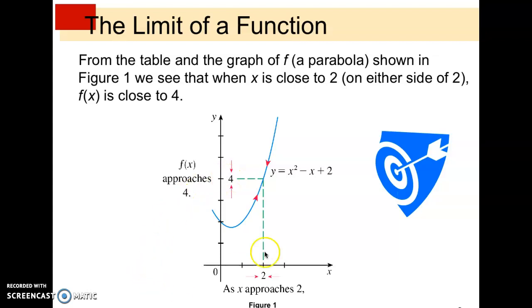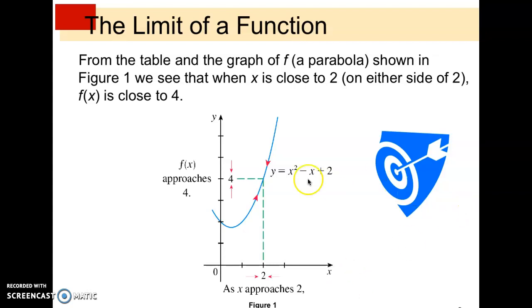This is the concept of a limit. This is why I use this target symbol. A limit is simply the targeting output of a function as the input gets closer and closer to a given input value. The limit is telling me what the target is. I don't actually have to reach an output of 4. I just have to target that value.